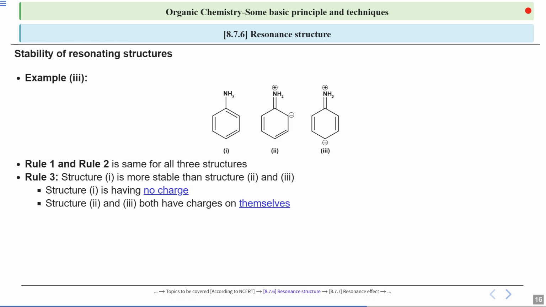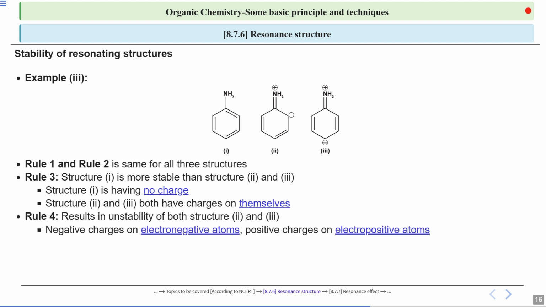Now we have to decide the stability order between 2 and 3. How will you do it? If I consider rule number 3, then according to it, both structures 2 and 3 are unstable. Why is it so? Because the negative charge is on a less electronegative element, which is carbon, and the positive charge is on a more electronegative element, which is nitrogen. Therefore, both structure 2 and 3 are equally unstable.